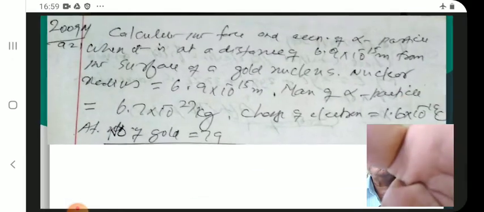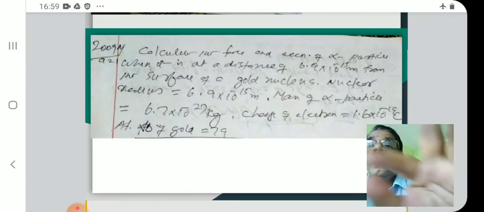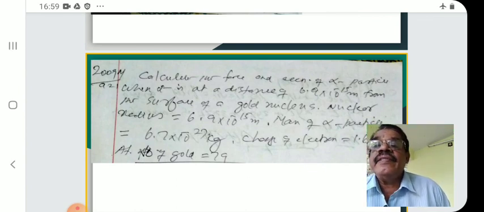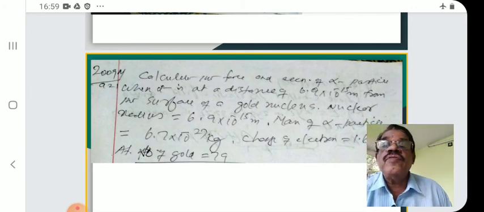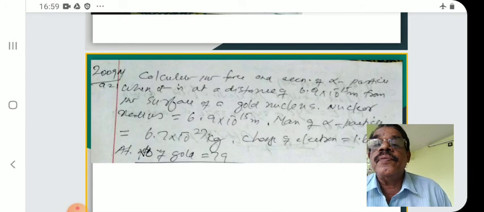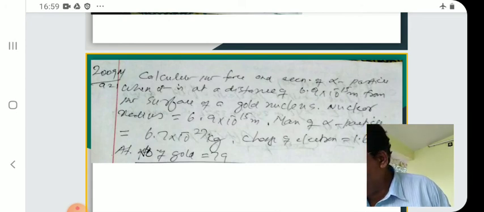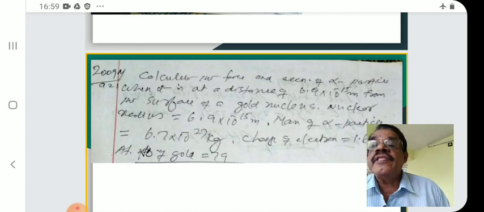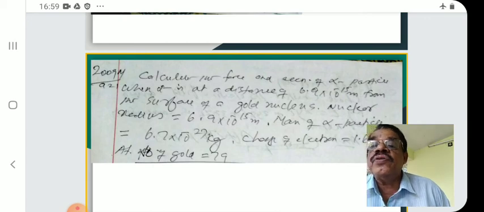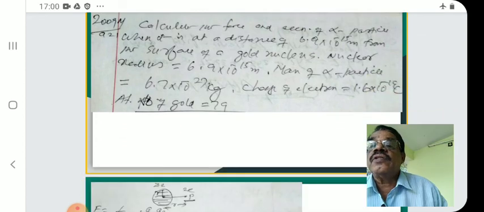Calculate the force and acceleration of alpha particle when it is at a distance of 6.9 into 10 raised to minus 15 meter from the surface of a gold nucleus. The nuclear radius is 6.9 into 10 raised to minus 15 meter. Mass of alpha particle is 6.7 into 10 raised to minus 27 kilogram. Charge of electron is 1.6 into 10 raised to minus 19 coulomb. And atomic weight of gold is 79.